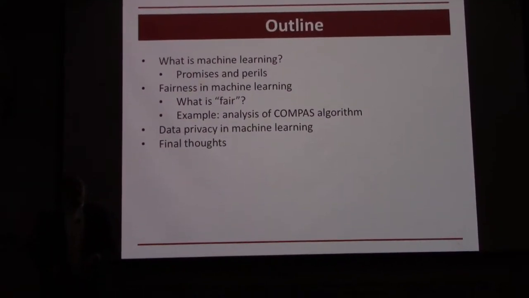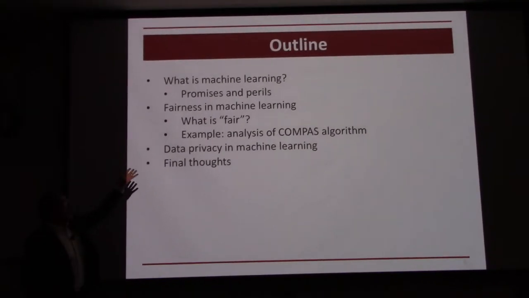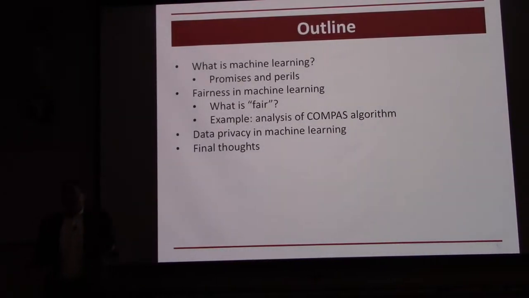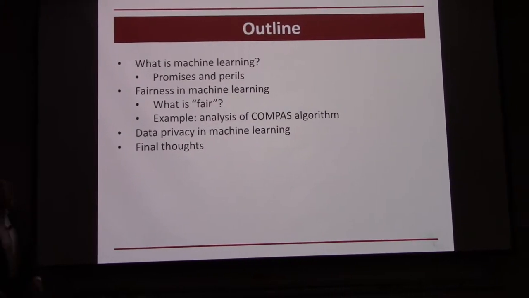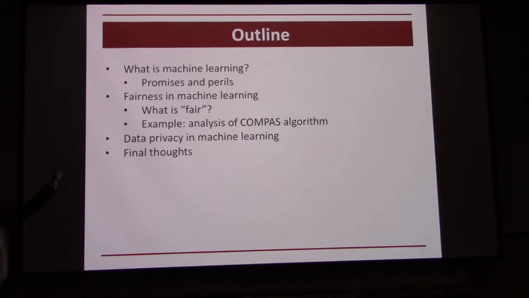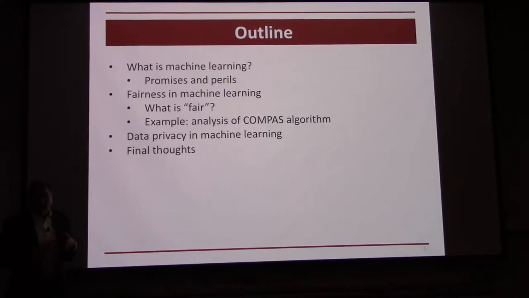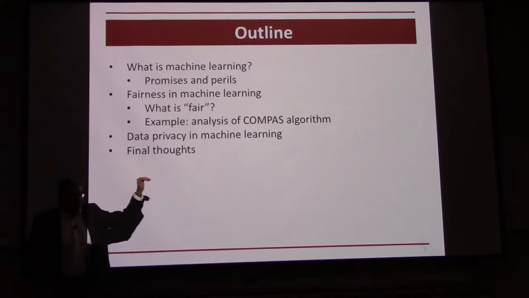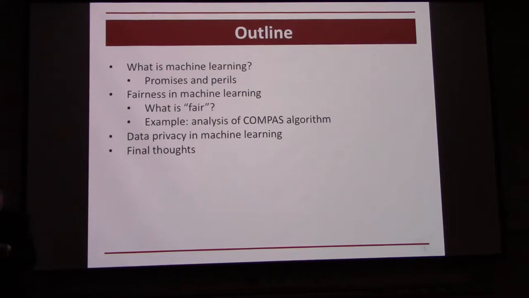So to start with, let me just give you the quick outline, right? Because as an academic, I've got to give you the outline. Let's talk about what is machine learning, just to level set a little bit to make sure everyone knows what we're talking about, and some of the promises and perils. There's positives as well as negatives. Then we'll talk a little bit about fairness and how that comes up in machine learning, and the broader notion of what it even means to be fair. And then we can do a deep dive on one particular algorithm that's actually been used for many years and talk about its fairness implications, an algorithm called Compass. And then we'll spend a little bit of time talking about data privacy and wrap up with some final thoughts.